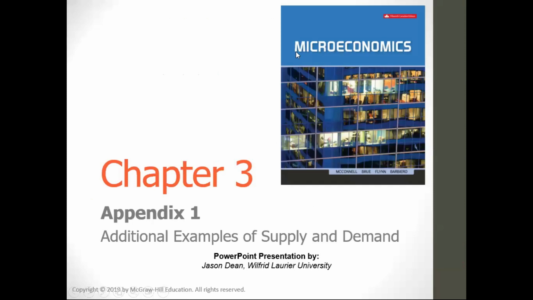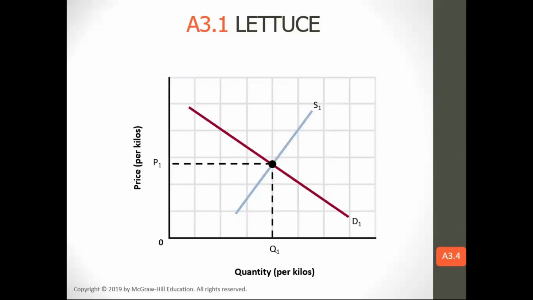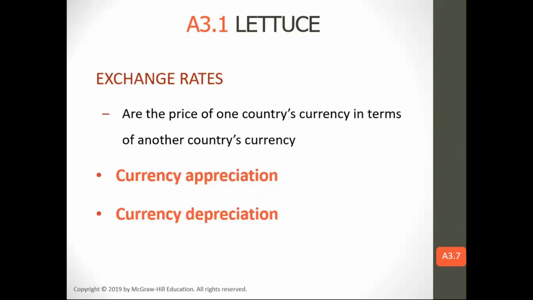So here we will see additional examples of supply and demand. This is similar to what we did in the game. Supply shifts left for lettuce. It's caused by weather destroying part of the crop, so that would cause a supply decrease. And then demand doesn't change. Consumers still want as much lettuce as before, even though weather destroyed part of the crop. So supply would shift left because of bad weather.